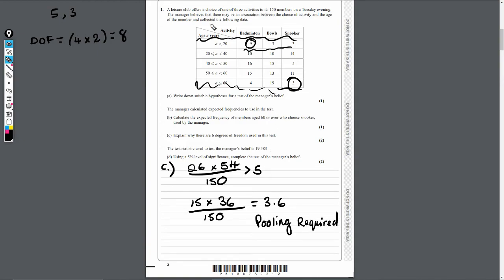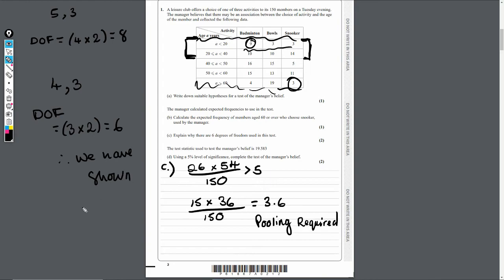So pooling is required, which means you'd have to pool these two rows here. So my table now is a 4x3. Because it's 4x3, we can work out the degrees of freedom. Take one off this, that'd be 3. Take one off this, that'd be 2. So it's 3 times 2, which is equal to 6. So therefore, we have shown why 6 degrees of freedom is required.